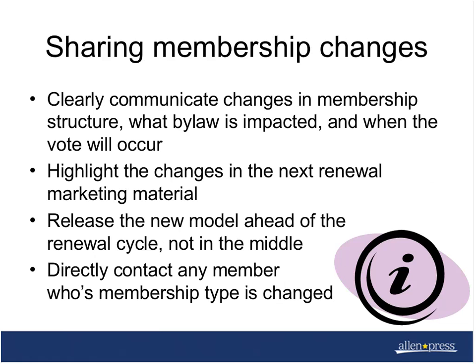Clearly communicate changes in membership structure, what bylaw was impacted, and when the vote will occur. Highlight the changes in the next renewal marketing material. You will want to release the new model ahead of the renewal cycle, not in the middle. And directly contact any member whose membership type has been changed. If you are retiring an option and that member will be changed automatically to a new category, make sure they specifically know that and don't feel like they're just getting pushed around.